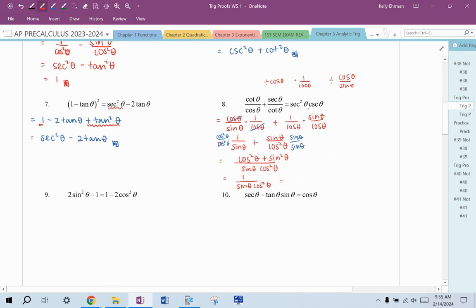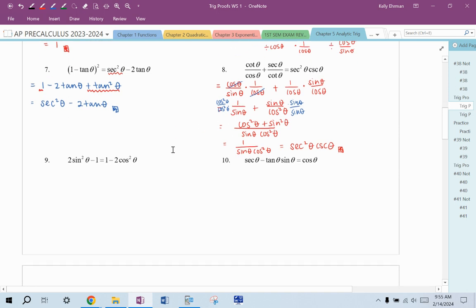Always check back to what you're trying to get to. We're trying to get secant squared times cosecant, so we have that. 1 over sine is cosecant. 1 over cosine squared is secant squared. I want the order to match so I don't have to write an extra line. So it's okay to use the commutative property in your head to flip this around and say secant squared theta times cosecant theta.